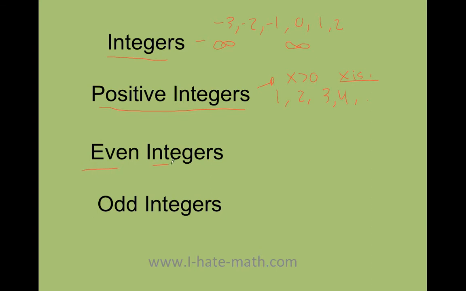Also, you have the even integers. These are values such as 0, very important, 2, 4, 6, and so on. You can also have negative even integers, -2, -4, and so on. What about the odd integers? In this case, you can have -1 or 1, 3, 5, and so on.